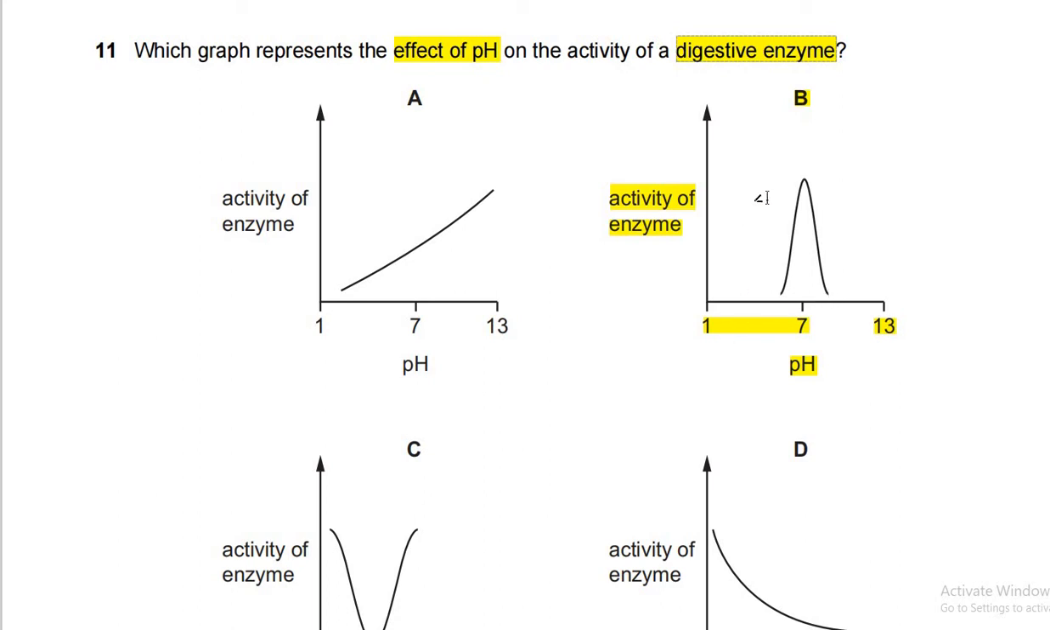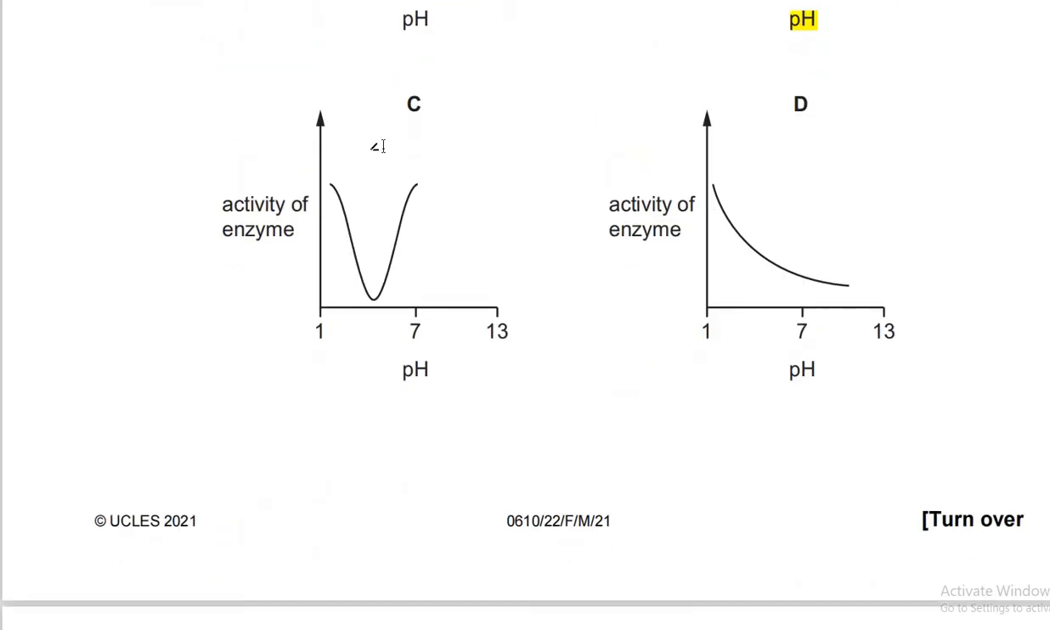It increases, and then at a certain point the active site denatures and then it falls back, so the activity of the enzyme also decreases as pH increases. So 7 is the optimum. It looks sensible. If you look at C, as the pH increases, the activity of the enzyme decreases.